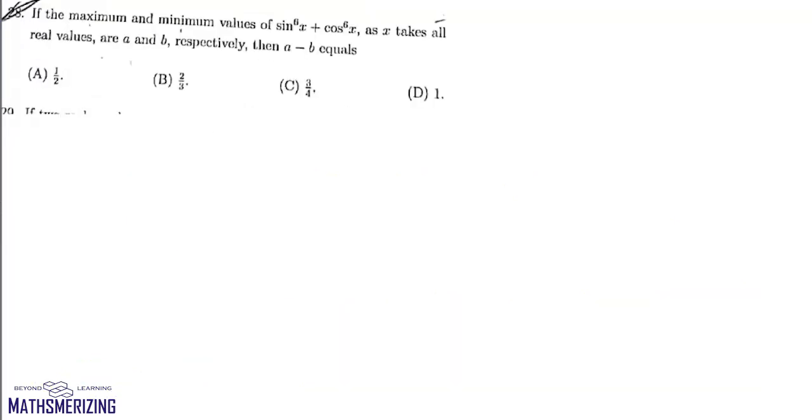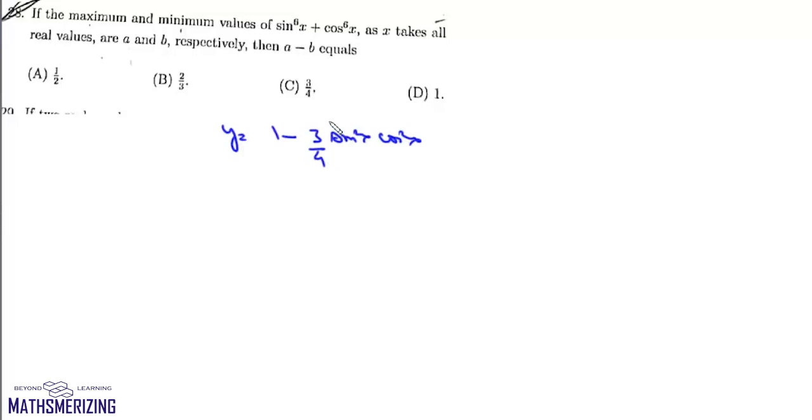Now 28 is we need to find maximum and minimum value of this expression. Now this is a cube plus b cube. So we can write this as sine square x whole cube plus cos square x whole cube, which is a plus b whole cube minus 3ab a plus b. So it'll be simply 1 minus 3 sine square x into cos square x.